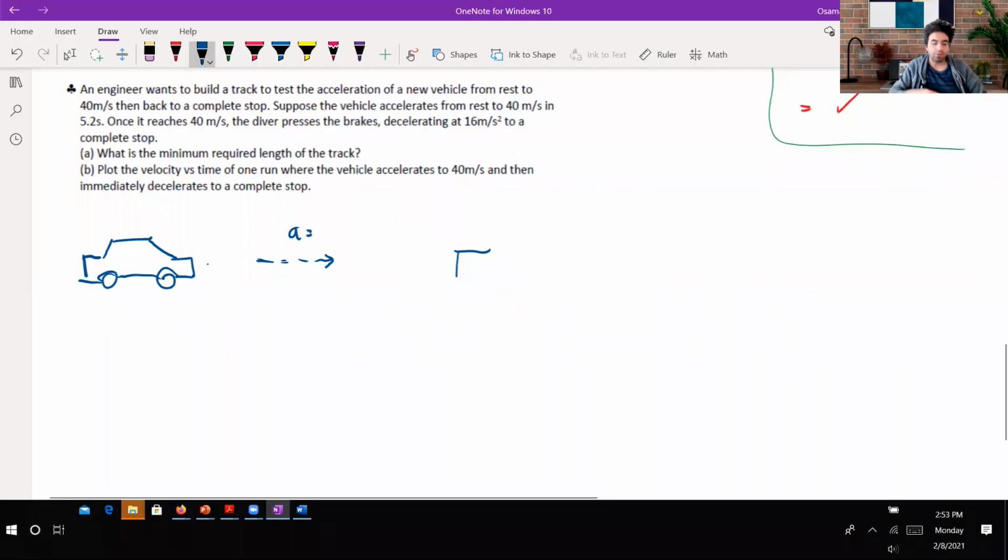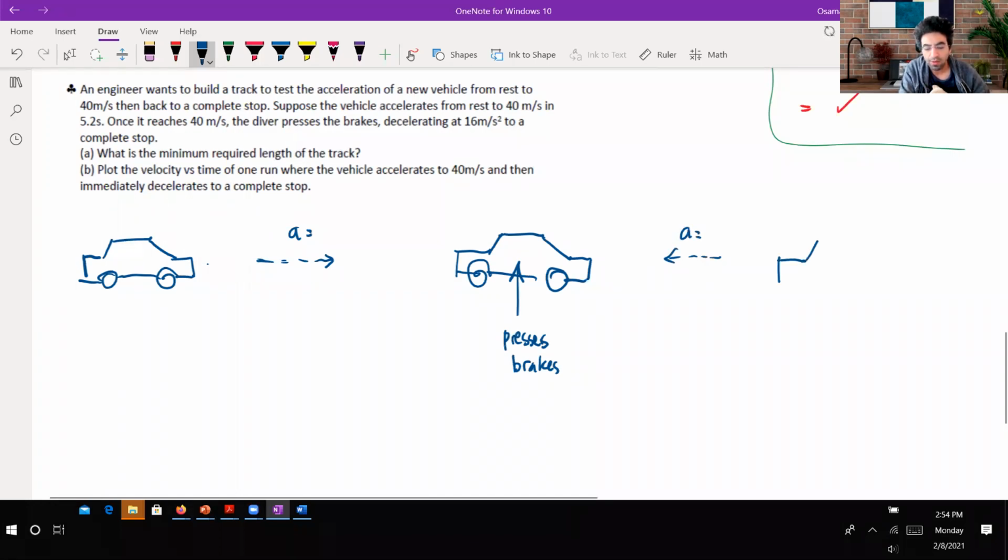Since this problem has the acceleration changing, we're going to have to think about the segments separately. First of all, I'm going to draw the problem. The car starts out, it accelerates for part of the motion, and then at this particular point, the driver presses the brakes. That means it's going to slow down, and slowing down means that the acceleration is in the opposite direction of motion, and then eventually it's going to stop.